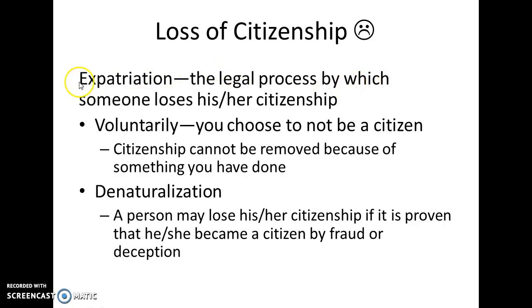Losing your citizenship is called expatriation. Expatriation, and you should see the word patriot in there. It's not quite spelled as patriot is spelled, but it's the right idea. Expatriation is the act of losing your citizenship. The most common way to lose your citizenship is to lose it voluntarily. It means you've chosen to move to another country and you no longer want to be a citizen of the United States. Okay? Citizenship cannot be involuntarily removed.